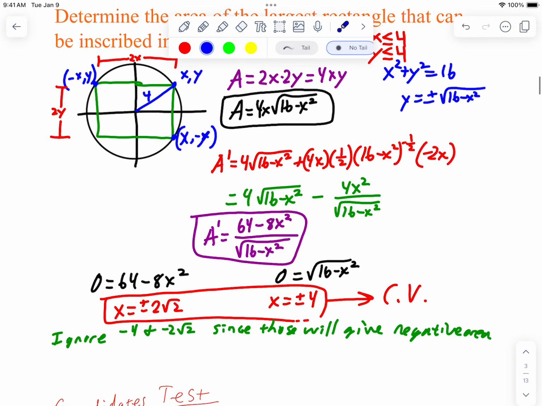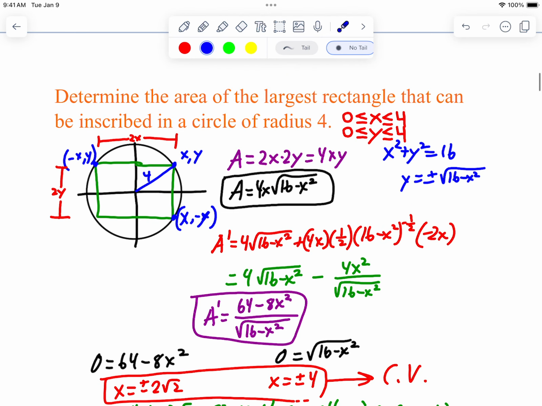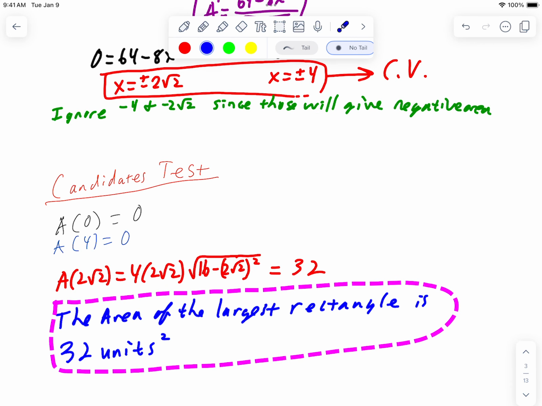So now I can do my candidates test, right? And really, I'm just going to use the positive 2 root 2, positive 4, and I'm also going to use 0 in my candidates test. So A of 0 was 0, A of 4 was 0, and A of 2 root 2 is 32.